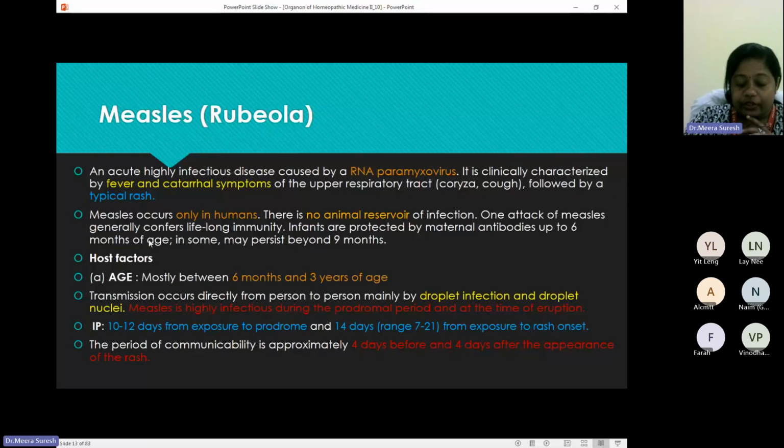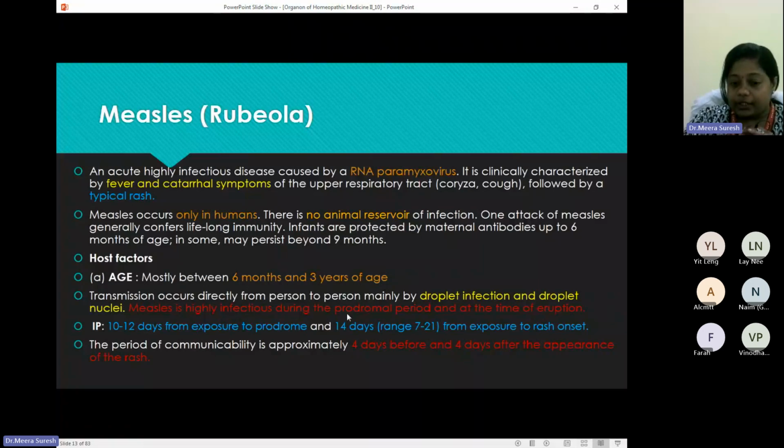One attack of measles generally confers lifelong immunity. Infants are protected by maternal antibodies for up to 6 months. So when a baby is born, up to 6 months, maternal antibody will be protecting the baby from measles. But after that, the antibody won't be there. That is why the vaccination for measles is usually given around 9 months. Host factors: age is usually between 6 months and 3 years, because before 6 months, the mother's antibody will be protecting the baby.